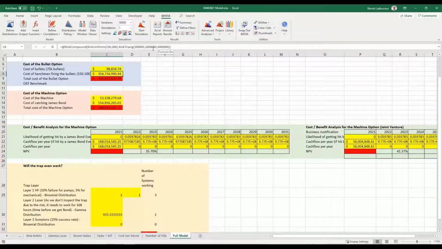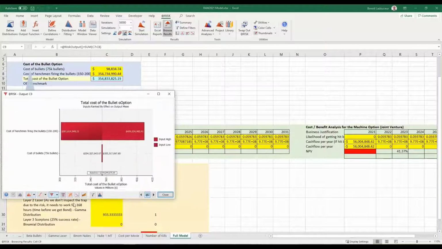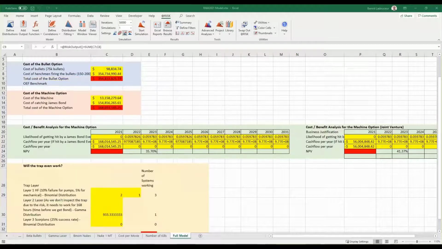So when I'm adding the cost of bullets, basically I've got the total cost of the bullet option. I've already run the simulation to save time. So here's the variability of that option, the cost variability. It's still fairly pricey, but if I look at where that variation comes from, it's really from the cost of henchmen, not the cost of bullets. Bullets are cheaper than henchmen when you're paying those benefits, but like I say, you want to have a good reputation on the supervillain job market.